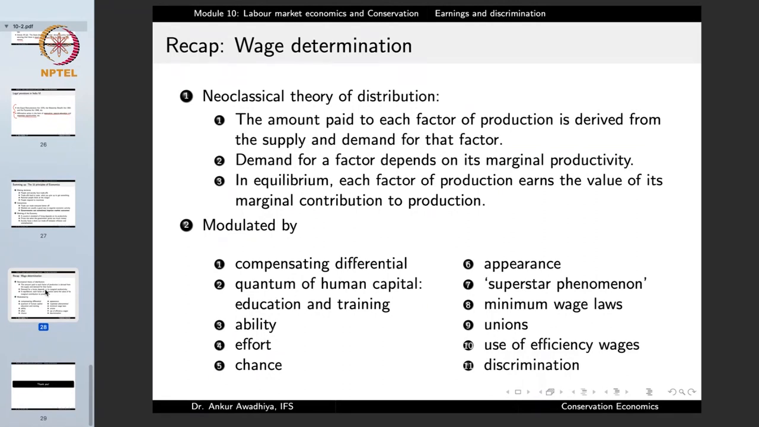But we have observed in this lecture that the results of the neoclassical theory can get modulated by the compensating differential, say in terms of more wages for difficult jobs. Or it can get modulated by the quantum of human capital, how much is the amount of education and the training with the person. It gets modulated by the ability of person, whether hereditary or otherwise, by the effort a person puts in, the chance factors, whether the market is booming or in recession, the appearance of the person. It can be modulated by superstar phenomenon in those sectors where everybody wants the best product, and these products can be made available cheaply to everybody. They can get modulated by the minimum wage laws, by the unions, by the use of efficiency wages by firms, or because of discrimination. So there are a number of factors that can modulate the results of the neoclassical theory of distribution.